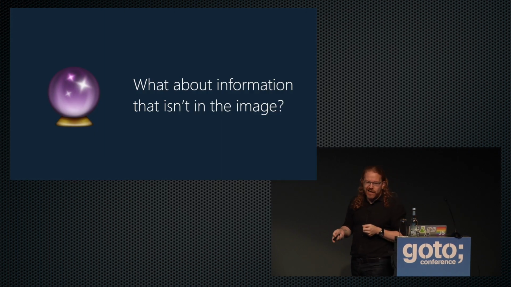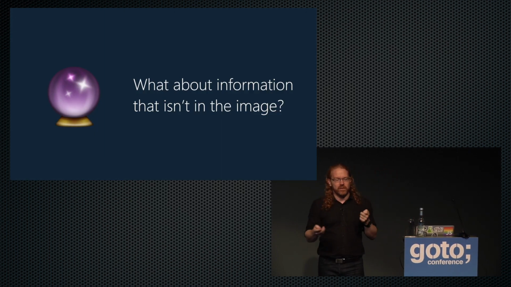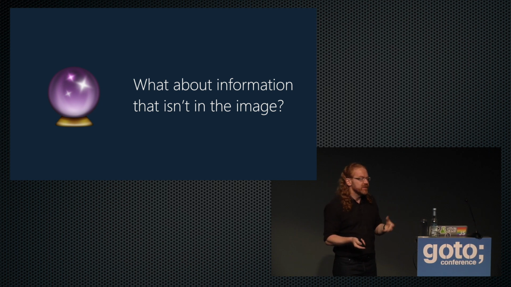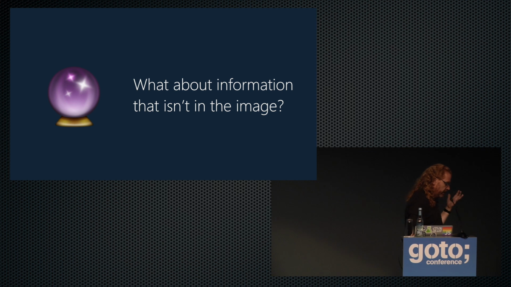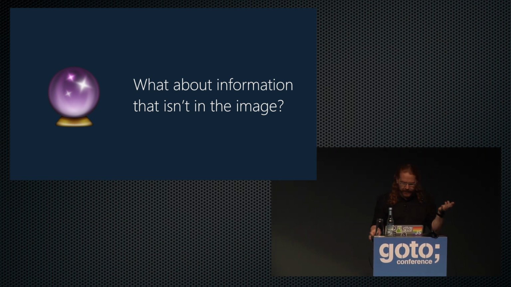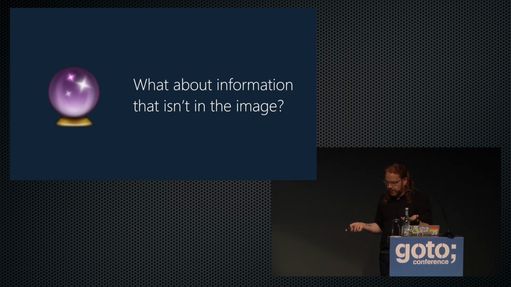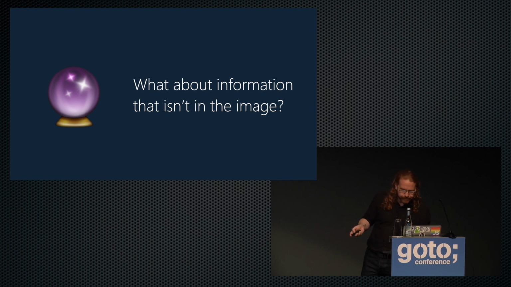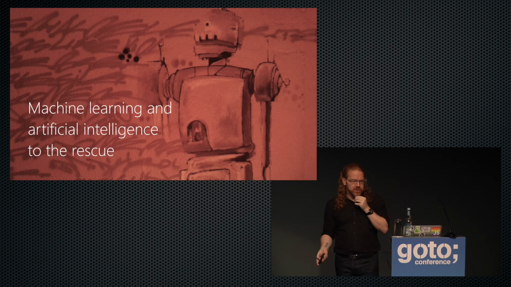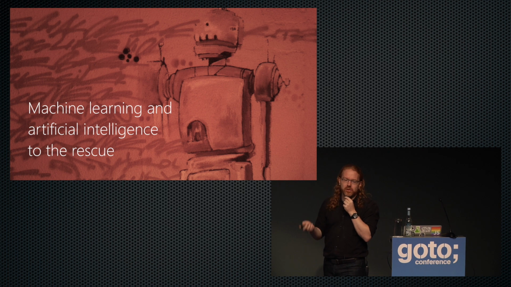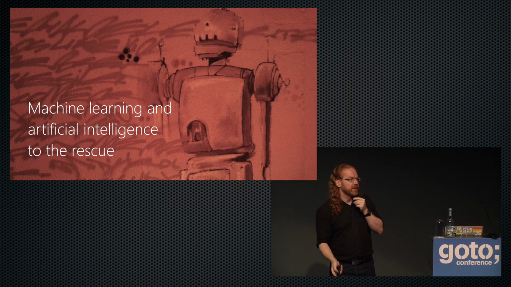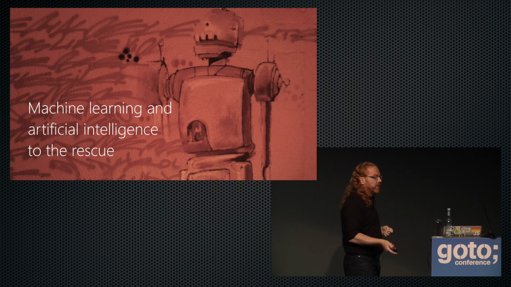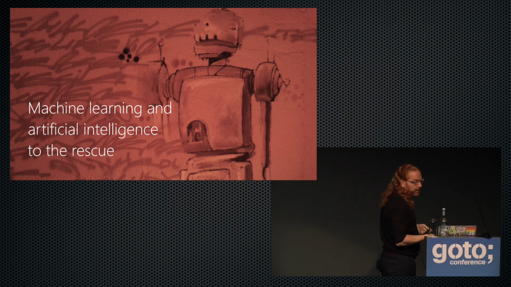So what about information that isn't in the image? This is basically what you can do with the image itself. But what if we want to know that this is a coffee mug, or this was like the current president of the United States in that image, and we don't want to have to know that? Machine learning and artificial intelligence to the rescue. Robots and computers are there to plow through data and oodles of data without getting bored. And this is the good thing about computers. This is what we should be using them for.